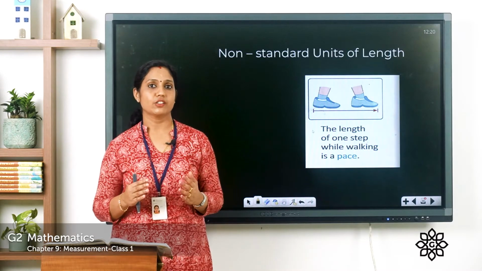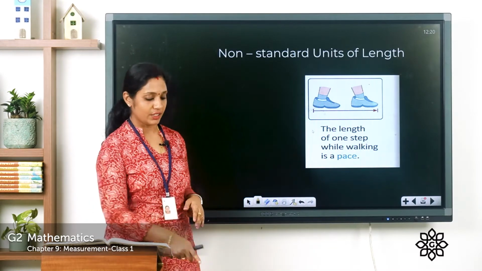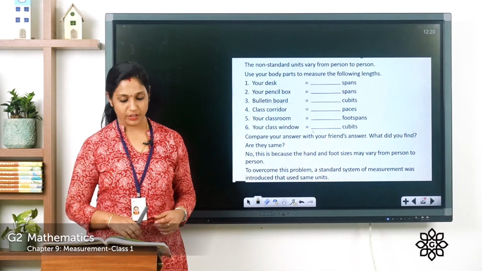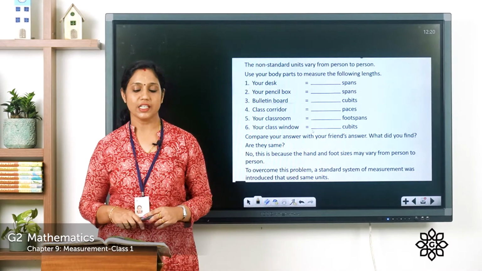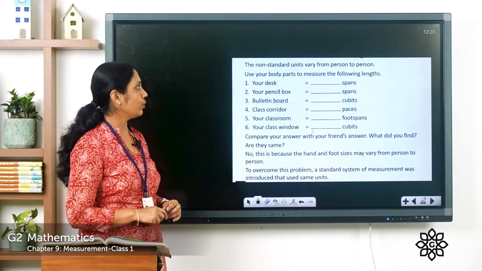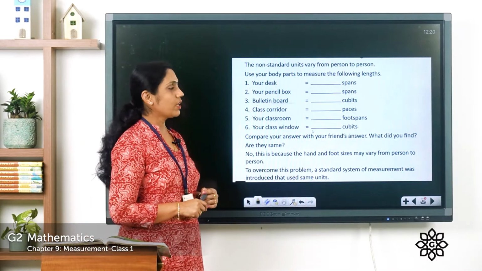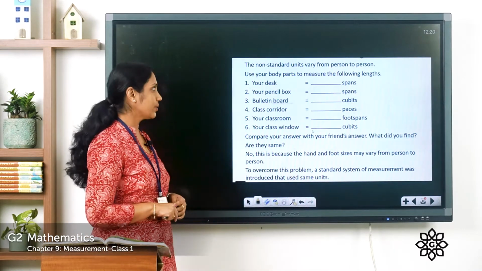So the measurement is not accurate or correct. In your textbook, page number 128, we have some measurements. You have to check the non-standard units. Use your body parts to measure the following lengths.